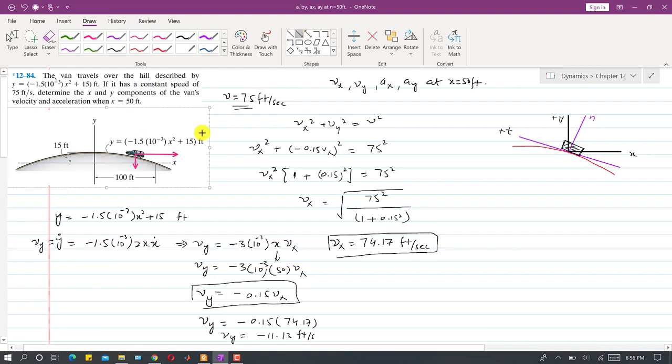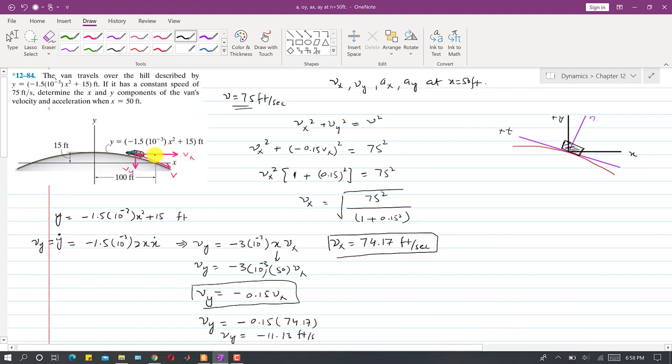So the real velocity vector is in this direction. So this is the real velocity vector. We can write that this is Vx, this is Vy, which is in the negative y direction, and this is the v vector. So this means that this velocity is tangent to this y of x curve.